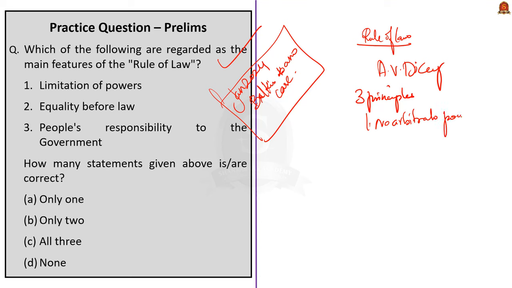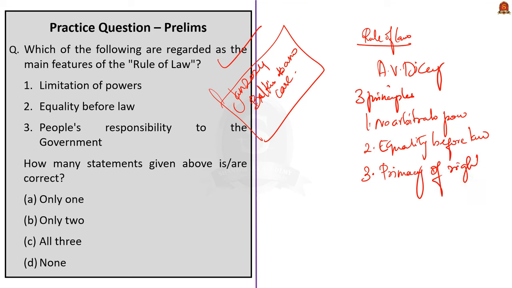Secondly, equality before law, that is, equal subjection of all citizens to the ordinary law of the land, indicating that no one is above law. Thirdly, the primacy of the right of the individual, that is, the constitution is the result of the right of the individual as defined and enforced by the court of law rather than the constitution being the source of the individual rights.